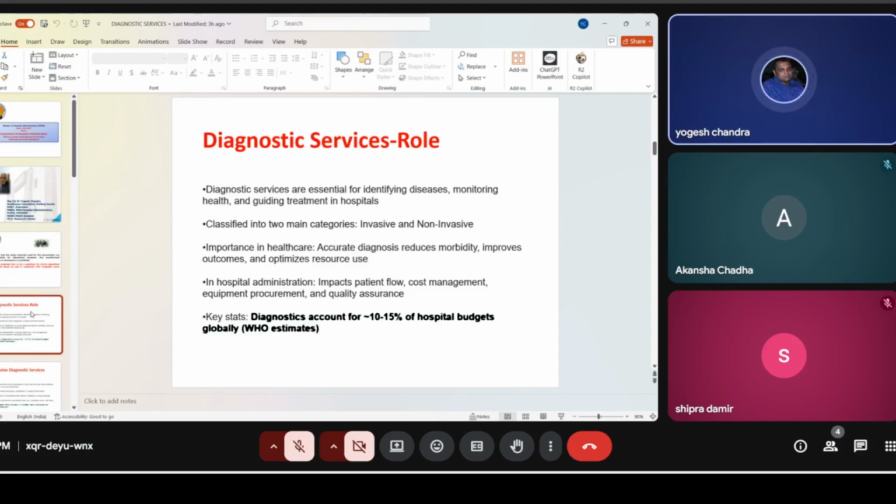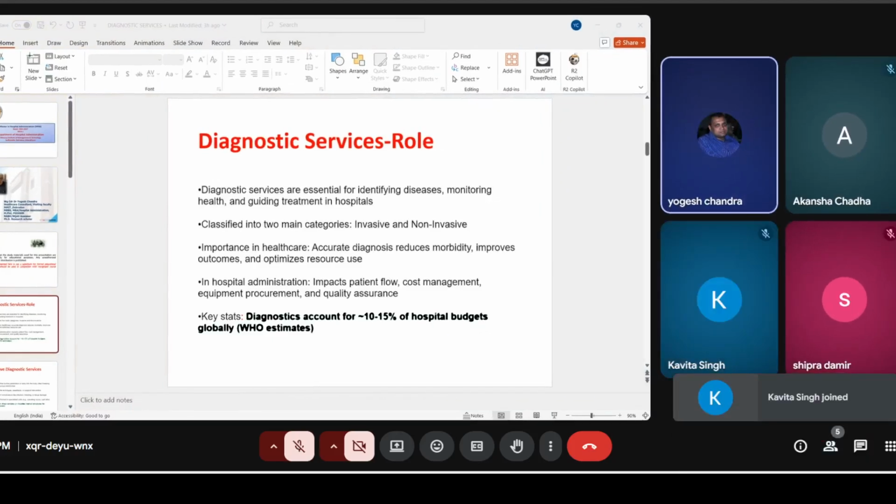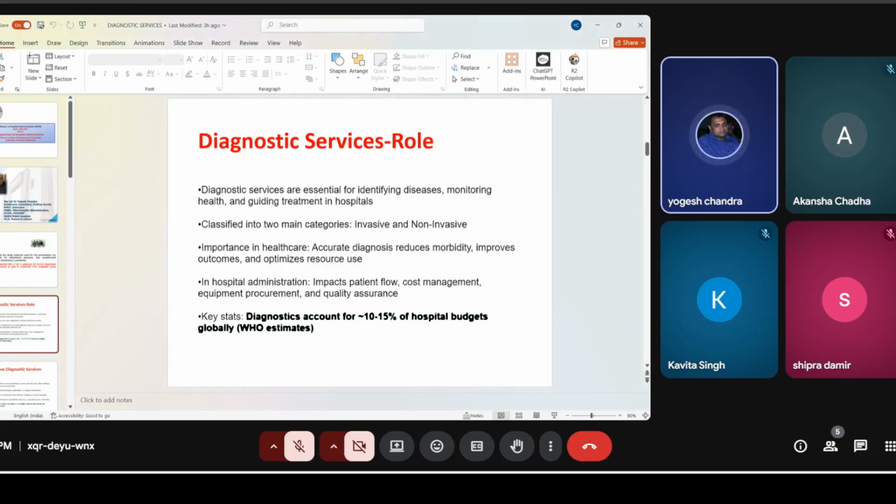As you know, for a patient admitted in the hospital, at continuous regular intervals blood tests or different kinds of tests are advised by the treating physician based on the clinical condition of the patient. So diagnostic services also play an important role in monitoring the clinical condition of the patient. They are classified basically into two types: invasive and non-invasive.